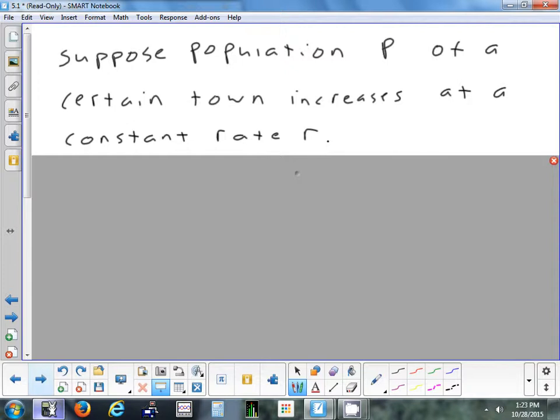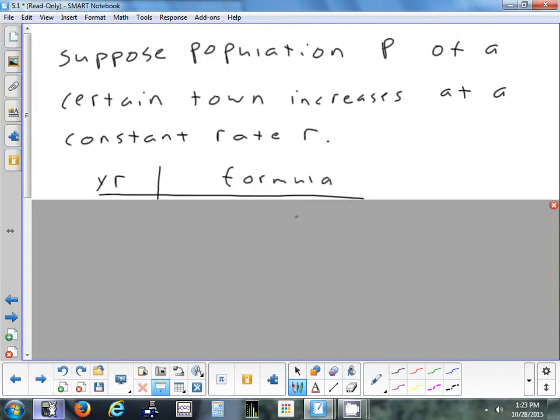All right, so last thing we're going to look at is growth and decay. Okay. First thing is growth. Let's say we had a city with a population of P people, and it was increasing at a constant rate. Like the population is going up 5% every year.